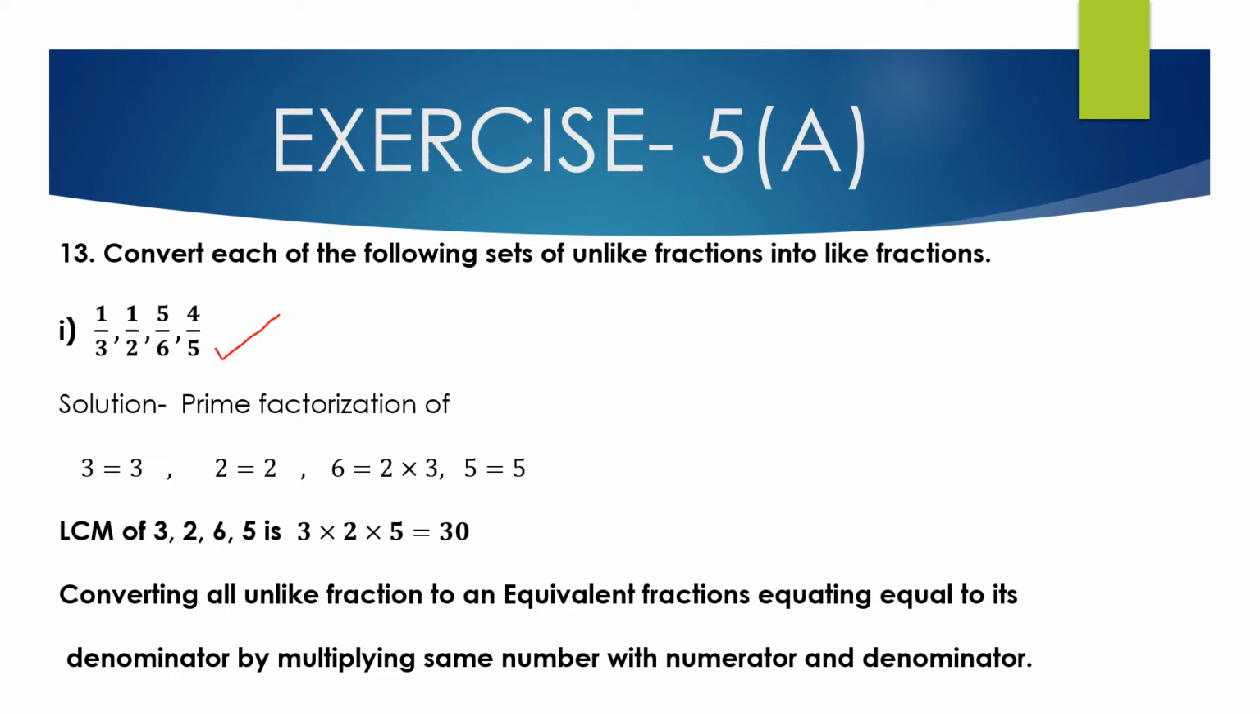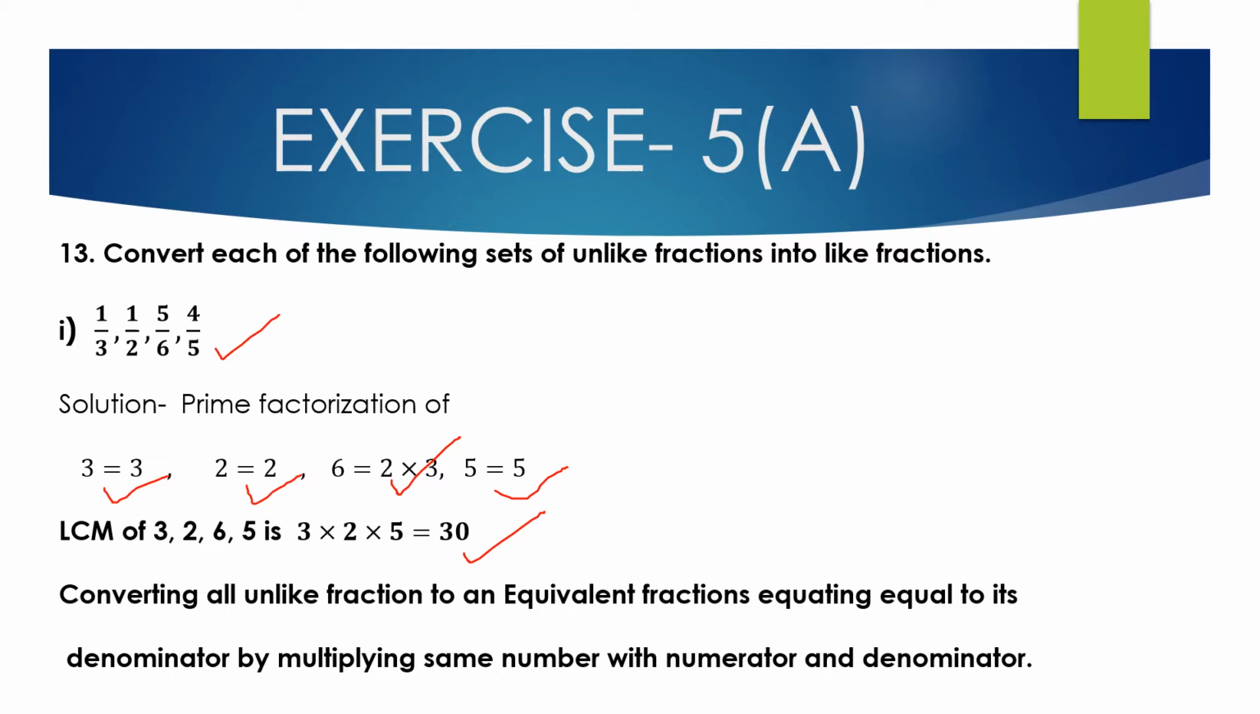So first find out the prime factorization of all the denominators. Here prime factorization of 3 is 3, prime factorization of 2 is 2, prime factorization of 6 is 2 multiplied with 3, and prime factorization of 5 is 5. Now find the LCM. LCM of 3, 2, 6 and 5 is 3 multiplied with 2 multiplied with 5. 2 multiplied with 3 is 6, 6 multiplied with 5 is 30.